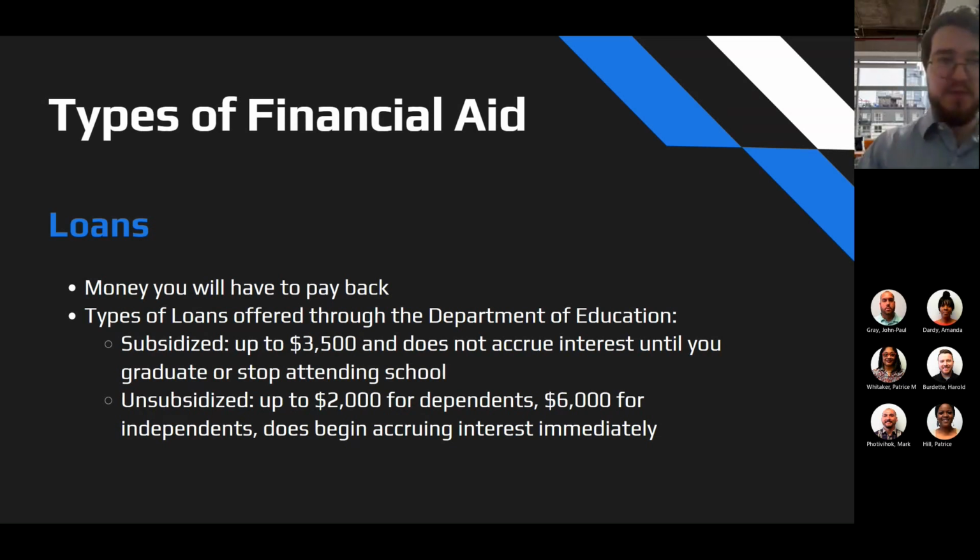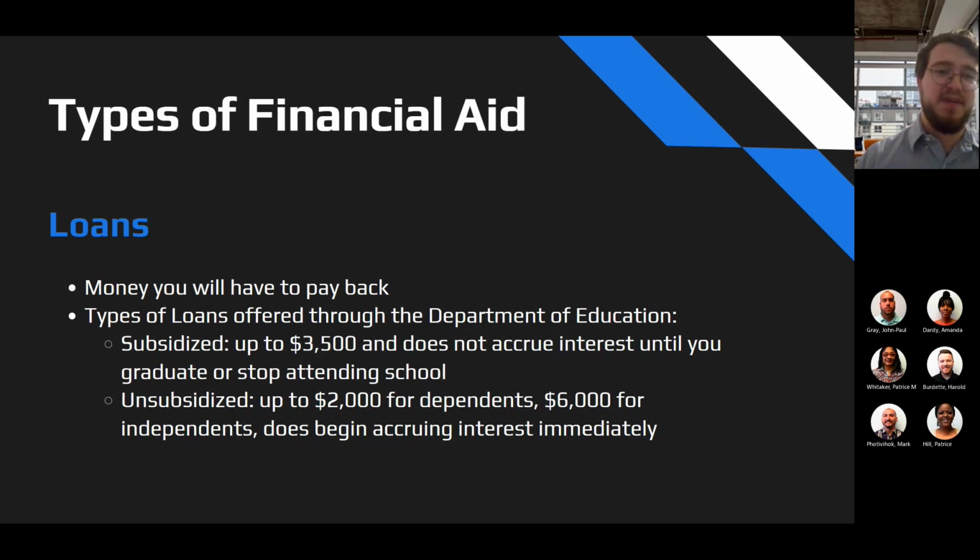So in the previous two slides, we had discussed free money in financial aid. And now we're moving on to talk about money that is not free and is essentially borrowed. The most common of these is going to be a loan. A loan is money that has to be paid back. And all students will theoretically be offered a loan through the Department of Education. And there is a cap on the amount of money that a student can take out on a loan if they're a dependent.